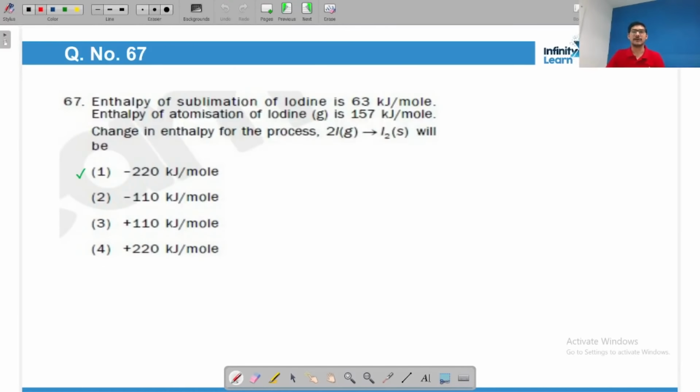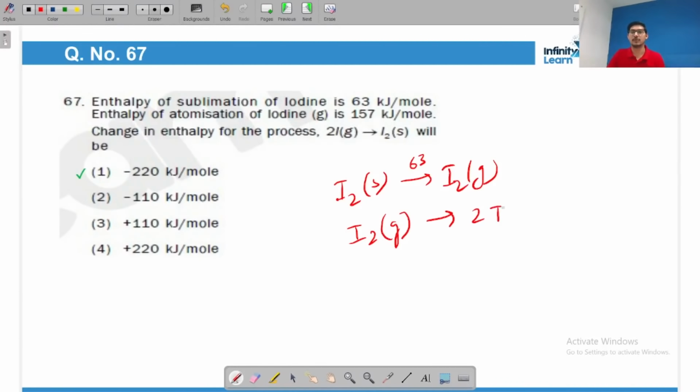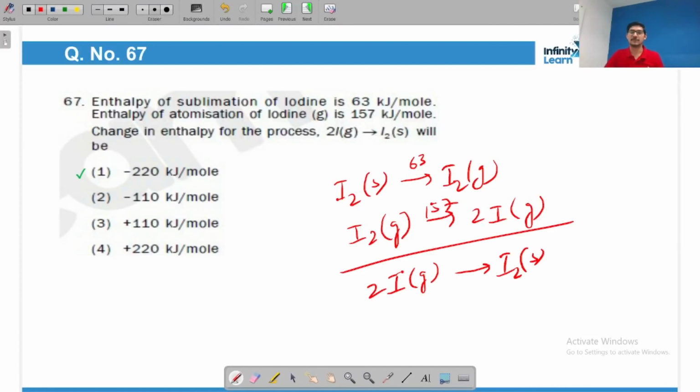Enthalpy of sublimation of iodine. Sublimation is the conversion of solid to gas, and this value is given as 63. Then the enthalpy of atomization of iodine gas: I2 gas gives 2I gas, and atomization is 157. The question is to find the enthalpy change for 2I gas to I2 solid. Now, if you observe, I have to reverse the second equation.